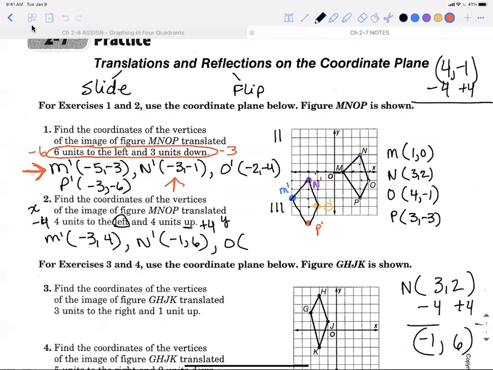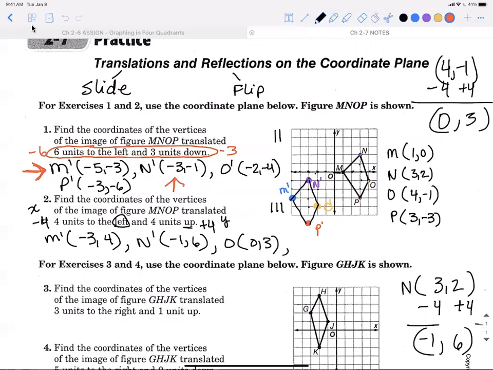So what's somebody that hasn't answered yet? 4 minus 4? 0. And -1 plus 4. -1 plus 4. +3. Good. So my new point is 0, 3.